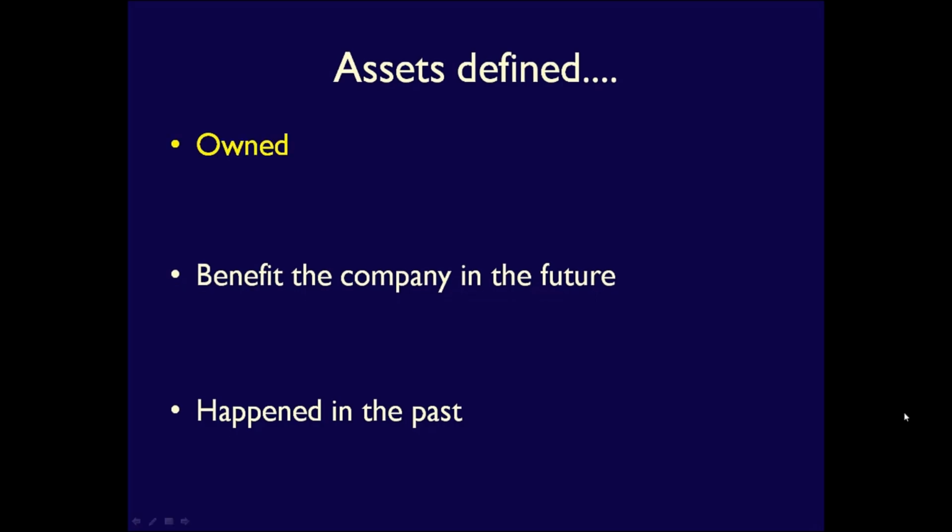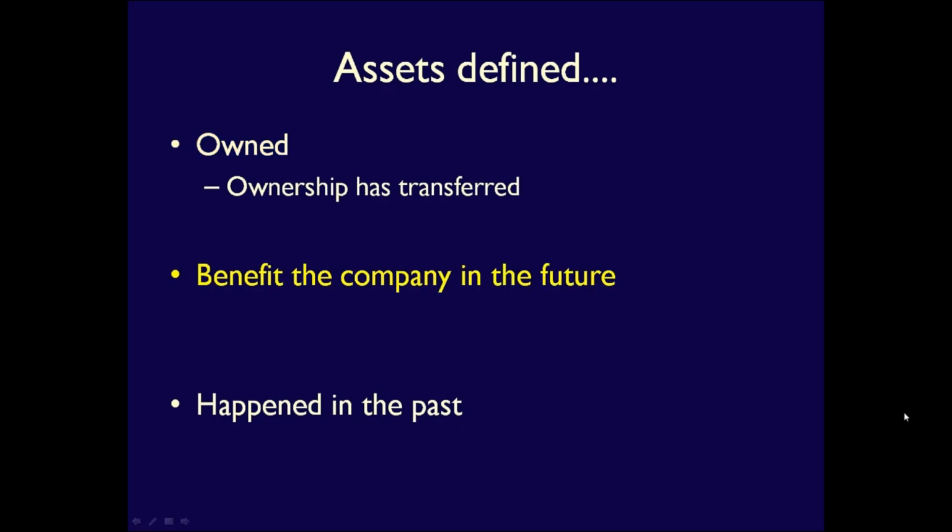First, assets are owned. The concept of owned is pretty straightforward. For example, my cell phone is an asset because I own it. Second, assets provide future economic benefit. That means that assets will be used either directly or indirectly to help the business. The concept of future economic benefit is critical to assets.